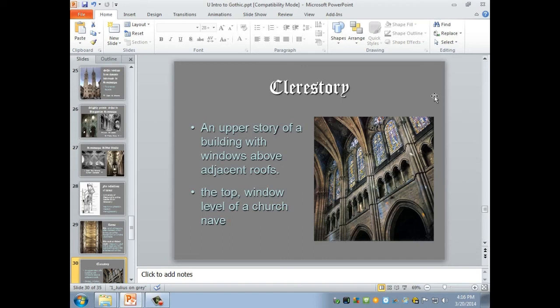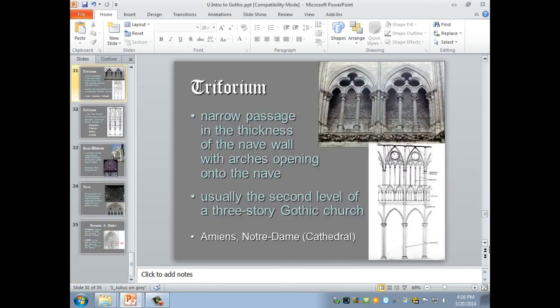For example, at Notre Dame at Laon, which is an early Gothic church, they were doing a lot of experiments during the early Gothic period. They have a four-layer church, and they have an arcade, a gallery, and then you can see much smaller than the gallery, the triforium, and then the clerestory.